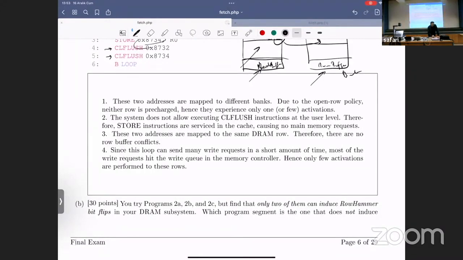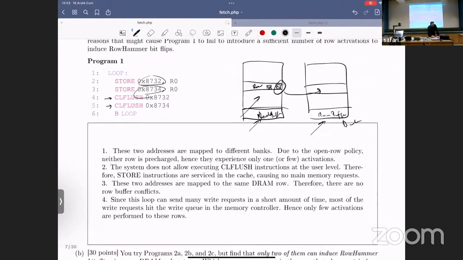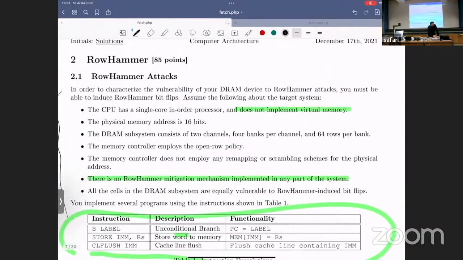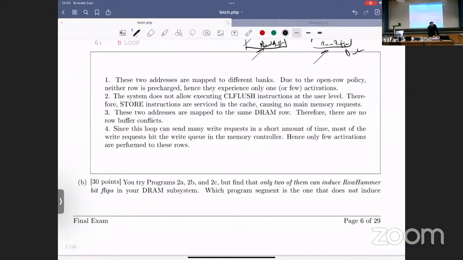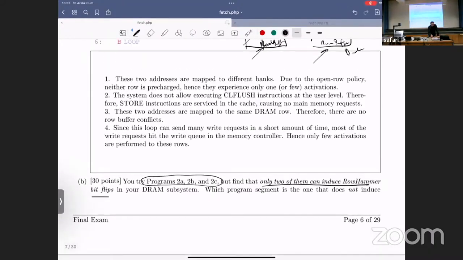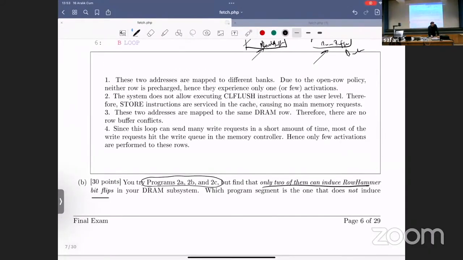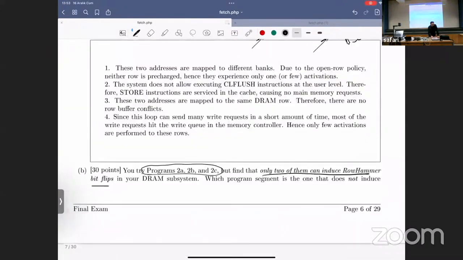Okay, so the second part of the question, the second part of the first part actually, is again about the attack 2.1b. We have three different programs in this question, and we observe that only two of these programs can induce RowHammer bit flips, but the third one cannot. So the question is asking which program segment is the one that does not induce RowHammer bit flips.